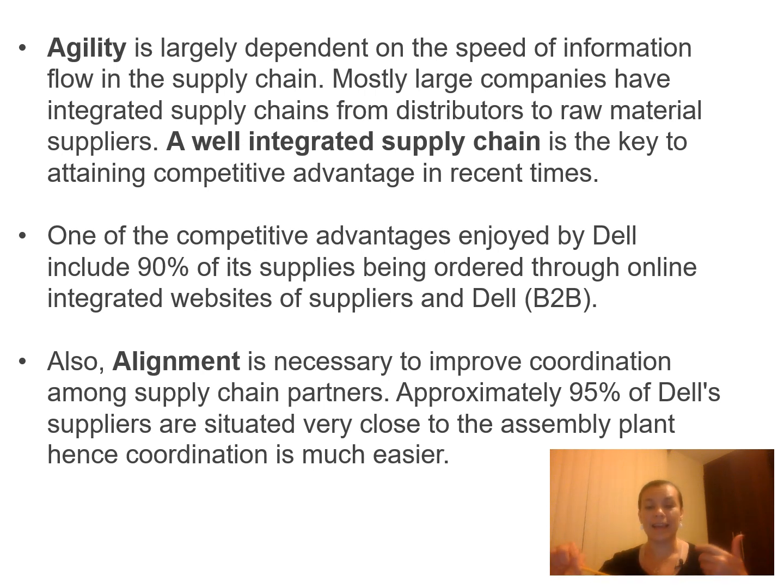On the other hand, alignment is really necessary to improve among supply chain partners. For example, 95% of those suppliers are situated very close to the assembly plant, hence coordination is easier. So this is very important. If you have your key players, you will need to be more efficient, moving as close as you can to the key drivers, key players, sorry, of your supply chain.